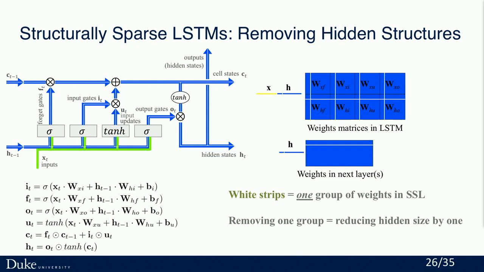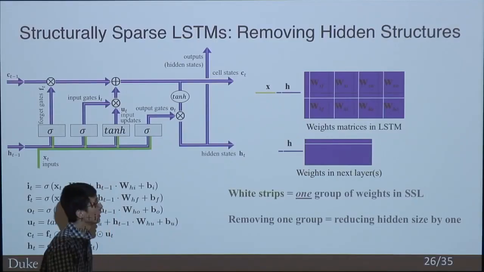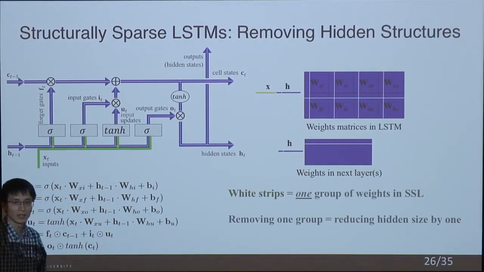If you want to remove one hidden state, that means we have to remove 2 rows and 4 columns in the weight matrix in the LSTM. So we basically group all the weights in one group, and we remove many groups. Then we can reduce the hidden size.